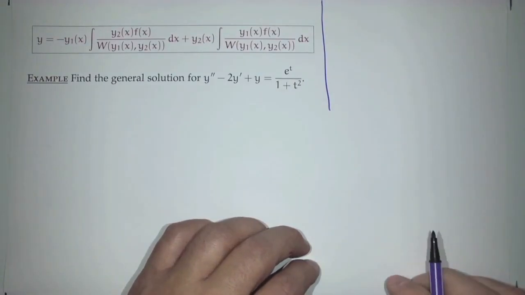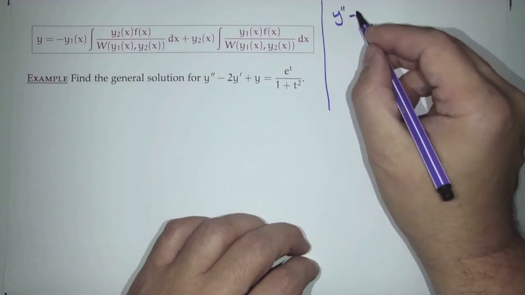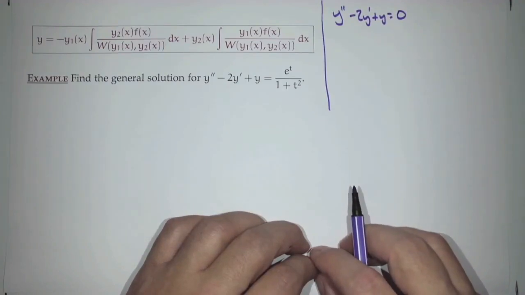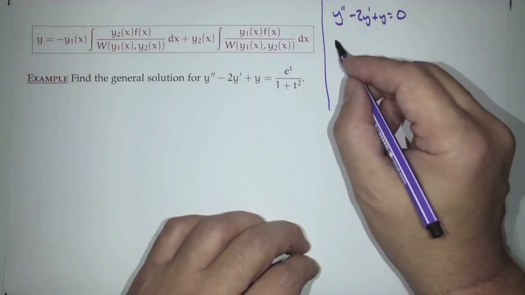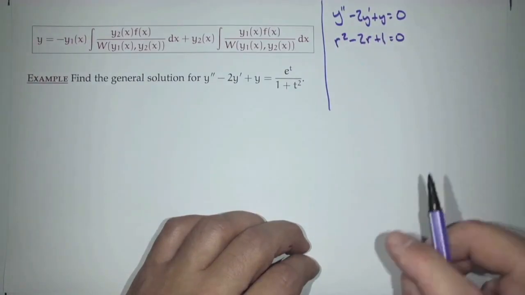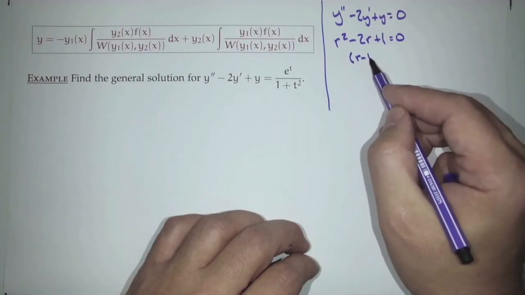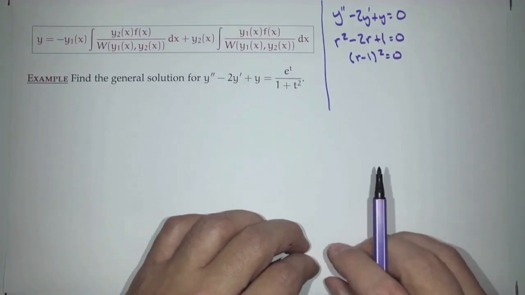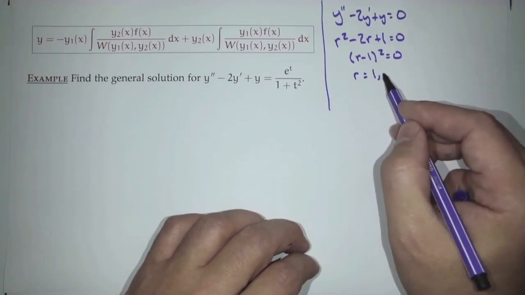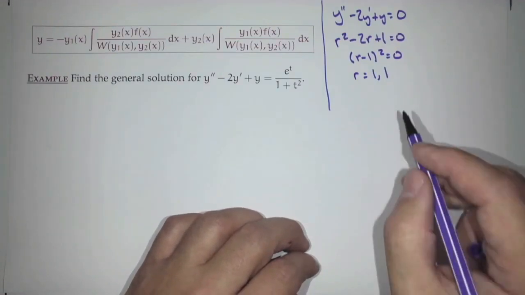Okay, so where do we begin? Homogeneous part. Y double prime minus 2y prime plus y equals 0. Characteristic equation for that. What do we have? R squared minus 2r plus 1 equals 0. And someone said, hey, that's a nice thing. It factors to r minus 1 squared equals 0. So what are the roots? 1 and 1. Repeated root. That's cool.